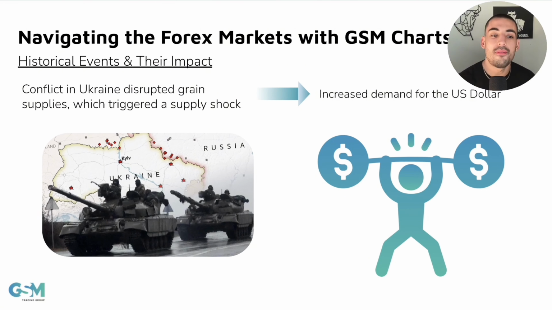Let's take the recent conflict in Ukraine, for example. This really affected the commodities market by disrupting the grain supplies, which triggered a very huge supply shock. This ultimately caused increased demand for the US dollar and great strength for the US dollar. This historical war is one of many different economic events that hugely impact economies in the foreign exchange market.